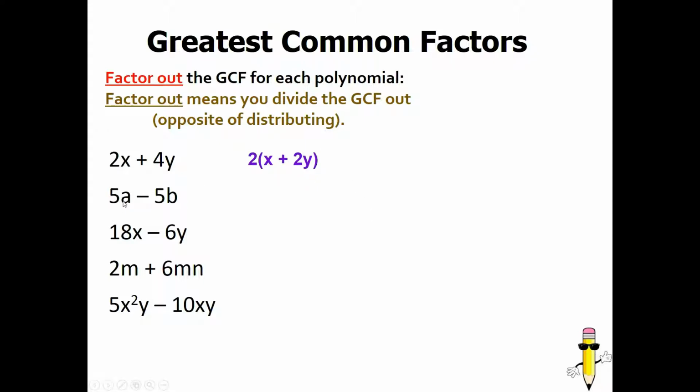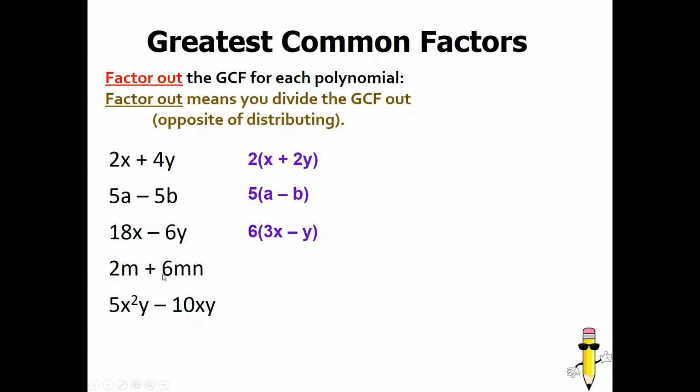Again, we'll take a look at 5a minus 5b, and the greatest common factor will be 5. So I would rewrite that as 5 times a minus b. And again, I've got 18x and 6y. I have an x and a y, so I don't have a variable in common, but I do have a 6 in common, so I'm going to rewrite that as 6 times 3x minus y.